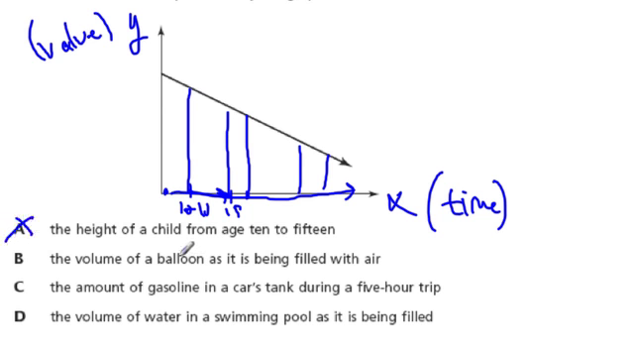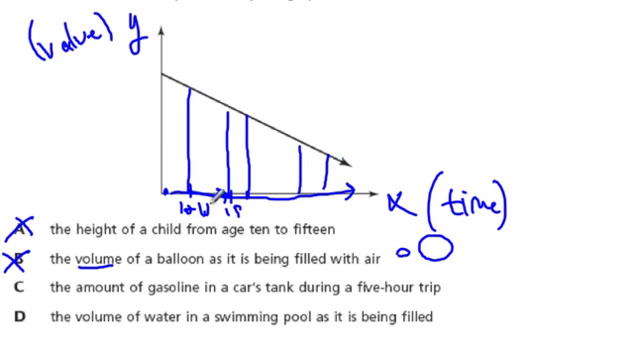The volume of a balloon being filled with air. Typically with a balloon, until it pops, of course, as you add more and more air to it, the volume's getting bigger, right? Volume is the amount of space taken up by something. First we have a little balloon here, add more air to it, it expands. The volume it takes up, the space it takes up, increases. That's not what's happening over here, because as time goes on, our height, whatever it is, volume or anything, is getting smaller and smaller.